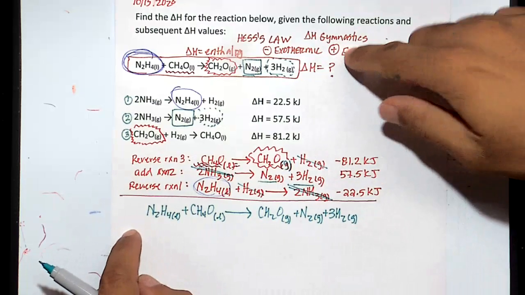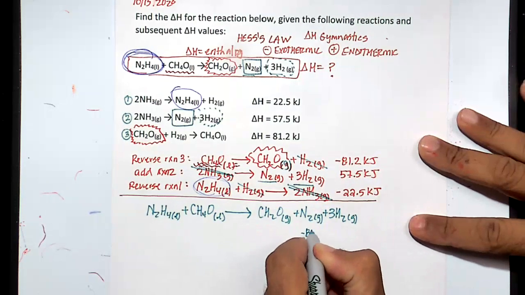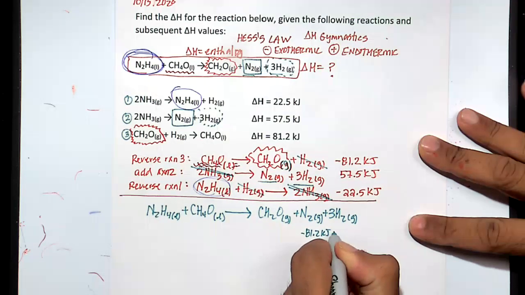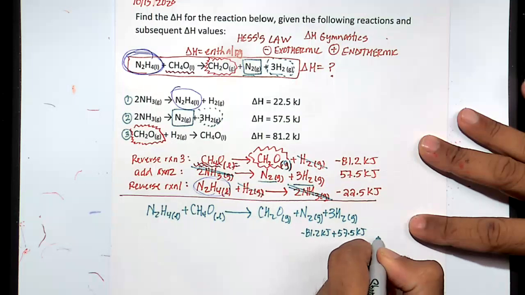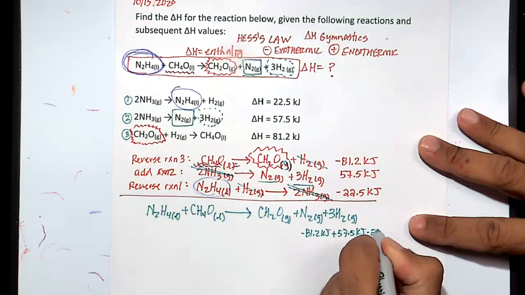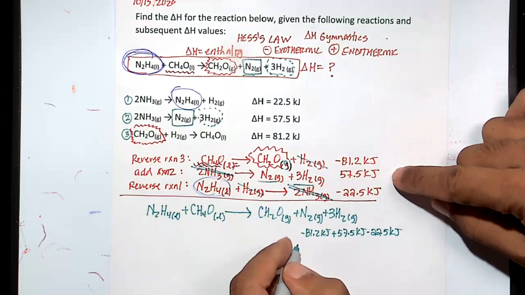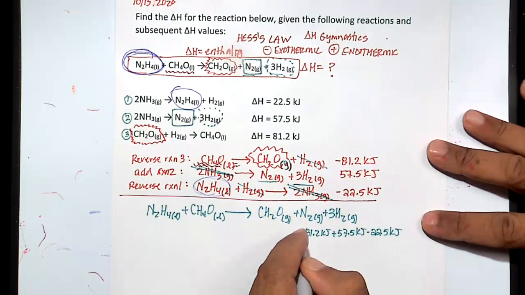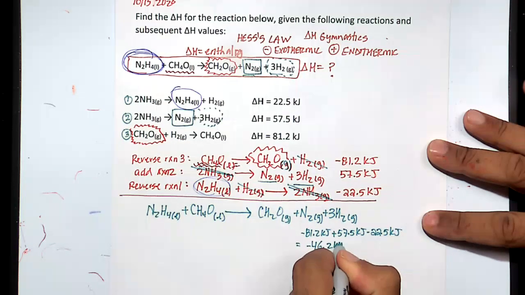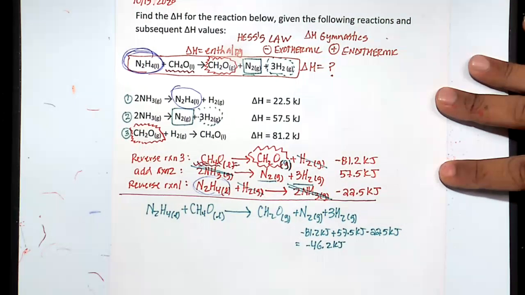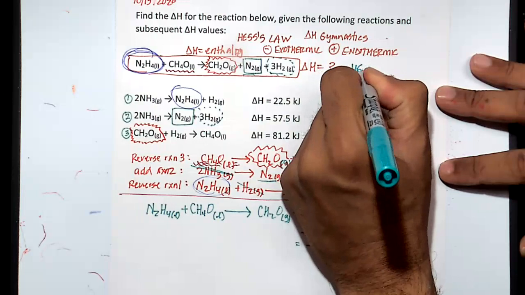All right, this and this. So what's my delta H now? Okay, it's going to be minus 81.2 kilojoules plus 57.5 kilojoules plus a minus, which is a minus 22.5 kilojoules. Okay, so this plus this plus this gives me an answer of minus 46.2 kilojoules. And that is the answer. Okay, minus 46.2 kilojoules. It's still exothermic, right?